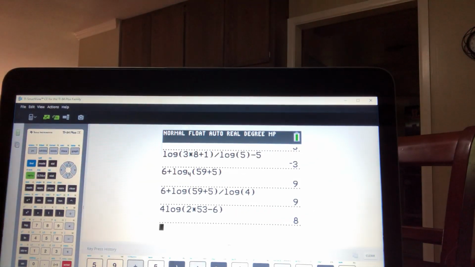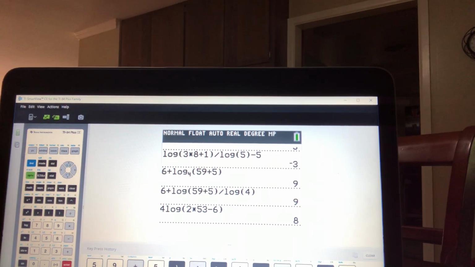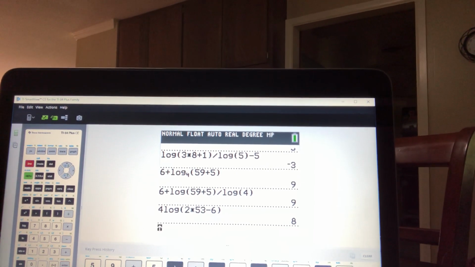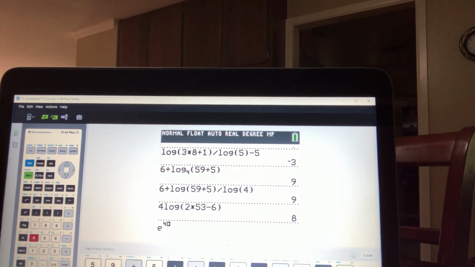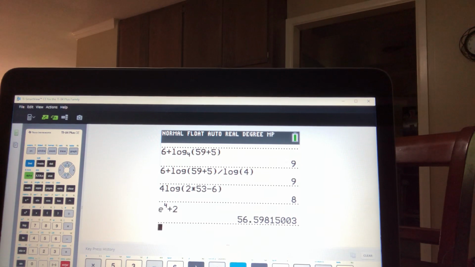So we're going to do e to the 4th power. And I need to press the right arrow to get out of that, and then plus 2. You may have to put yours in parentheses, the 4 I mean, and then put the 2 outside. You just have to see if you get the same thing. But it should be 56.598 if you're doing it correctly.